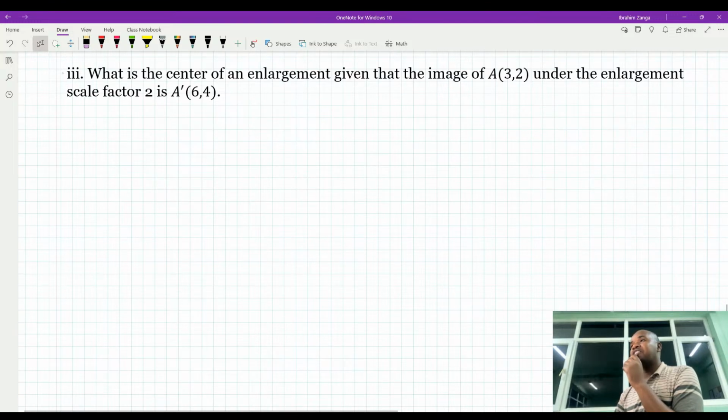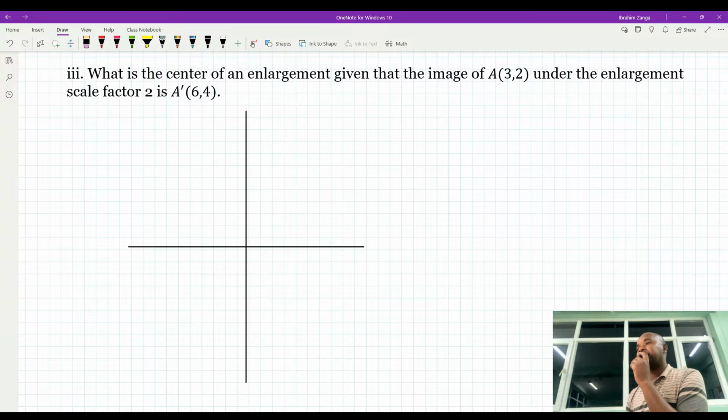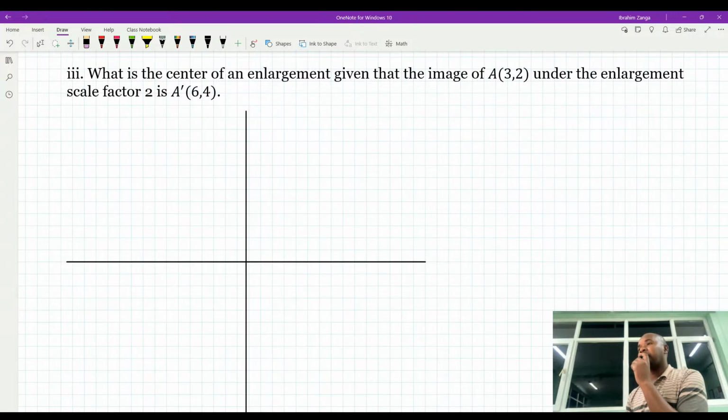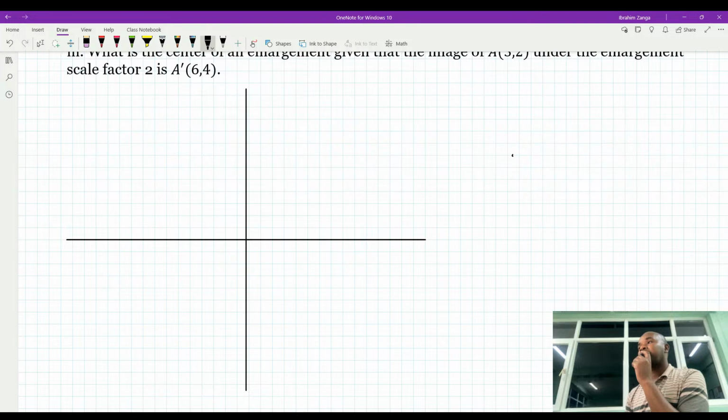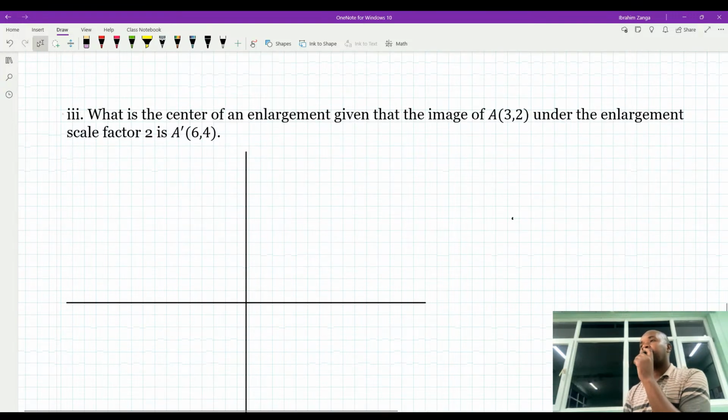What is the center of an enlargement given that the image of A (3, 2) under the enlargement scale factor 2 is A dash equals (6, 4)? So dear colleagues, we are going to have a simple sketch here, and from our sketch I'd like to see the way this enlargement happened.